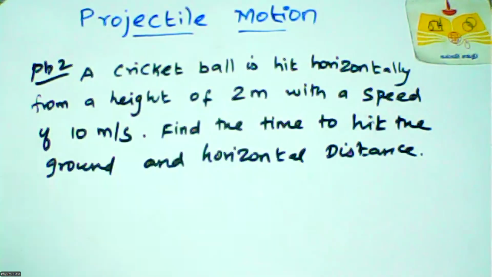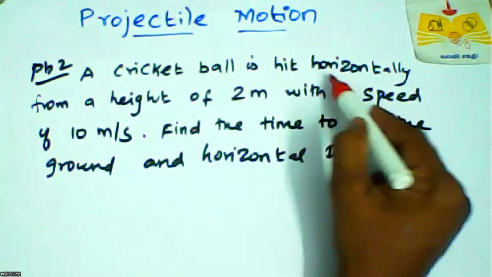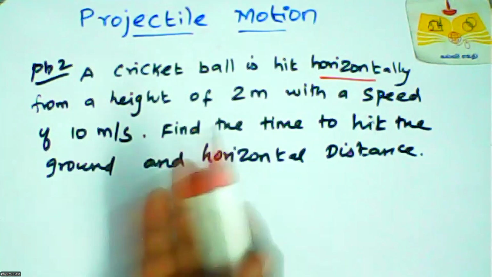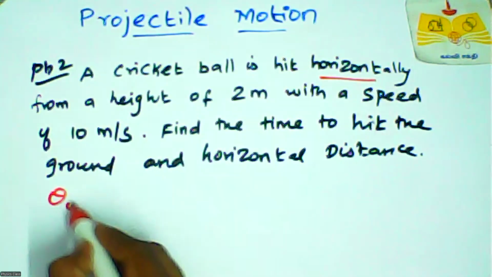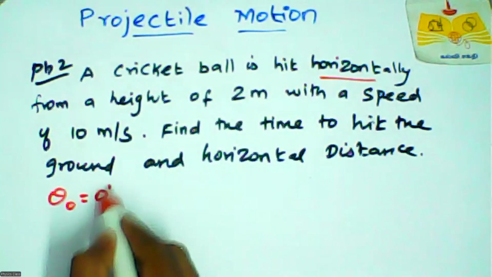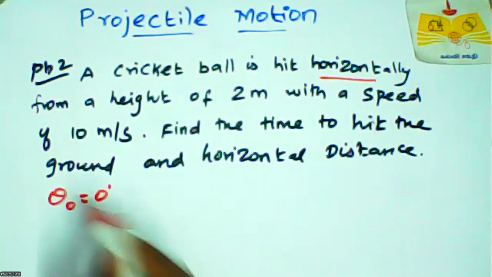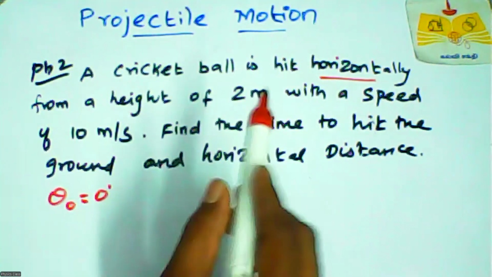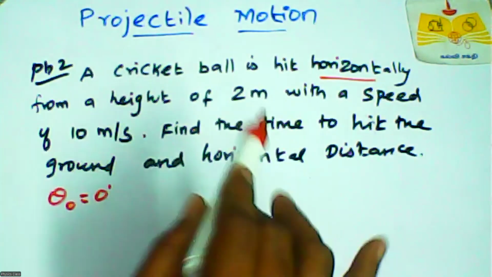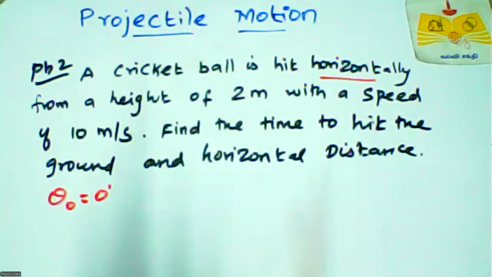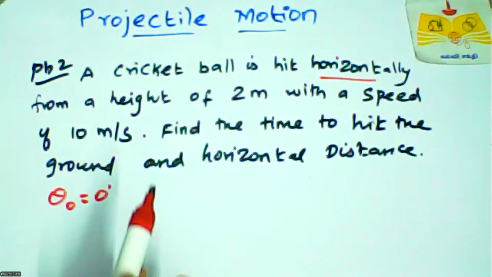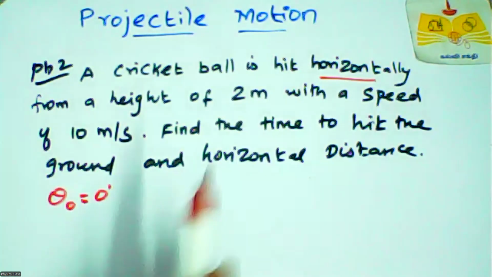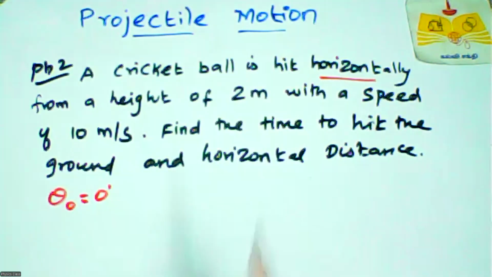So you can see that horizontally. Horizontally means, for a horizontal launch, we can take theta naught as 0 degrees. So horizontal means the angle is 0 degrees. We use vertical motion to find time. For a horizontal launch, theta naught is equal to 0 degrees, so we can use vertical motion to find time.